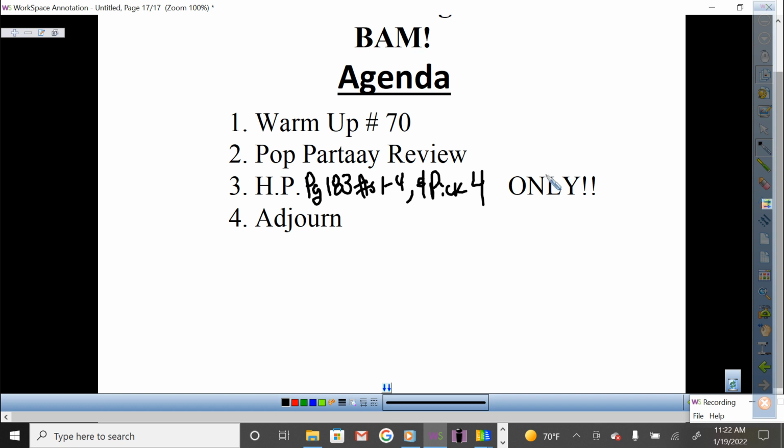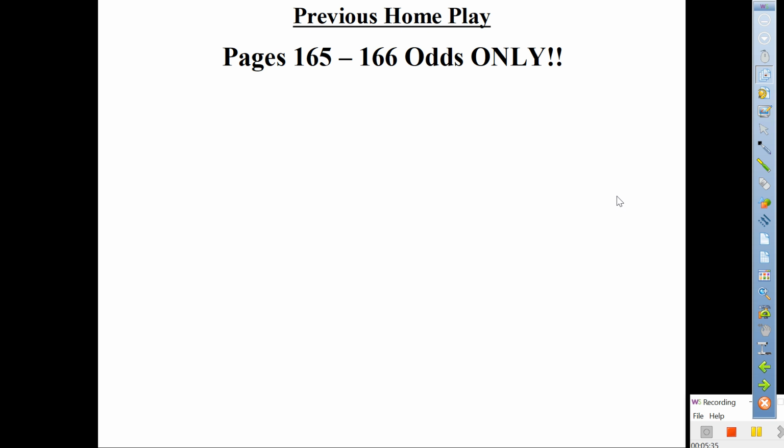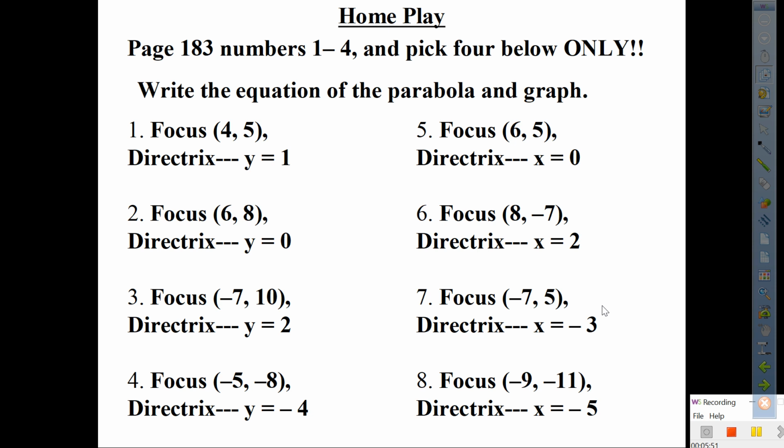All right. So, no asynchronous work for tonight. Last night's home play was pages 165, 166. You keep that. That was for you to practice. That was your study guide. So if you did that, I'm pretty sure you did well on your pop party. All right. Tonight, take a picture of that, please. Once again, page 183, numbers 1 through 4, and then pick 4 of these 8 below. Pick 4 and do those as practice. That's going to be tomorrow's pop party.